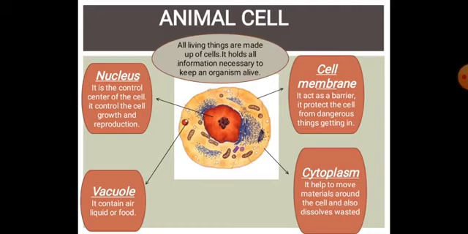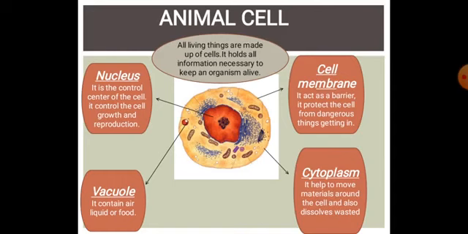Animal cell. All the living things are made up of cells and it holds all information necessary to keep an organism alive. An animal cell is divided into nucleus, cell membrane, vacuole, and cytoplasm.